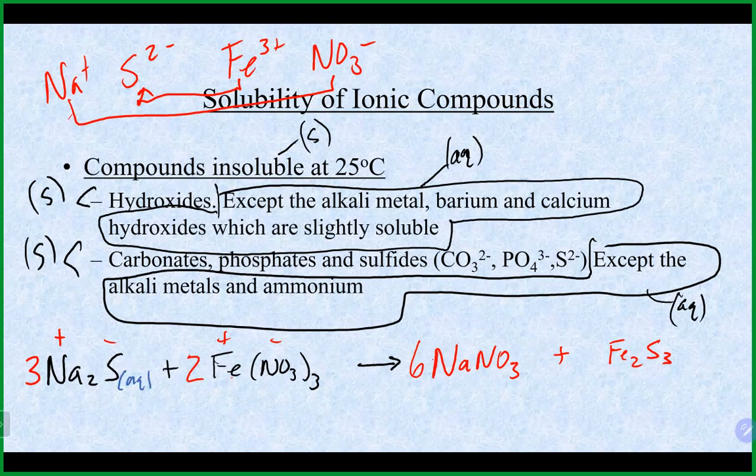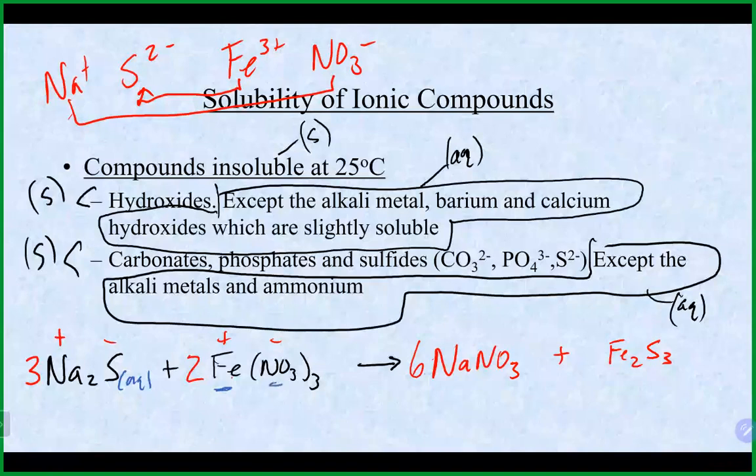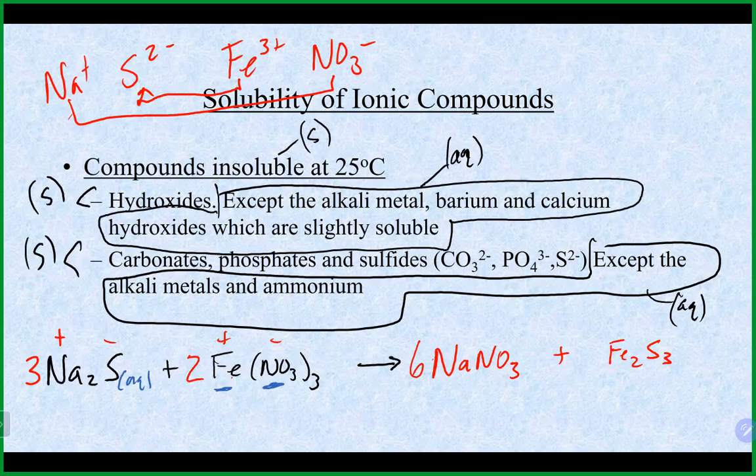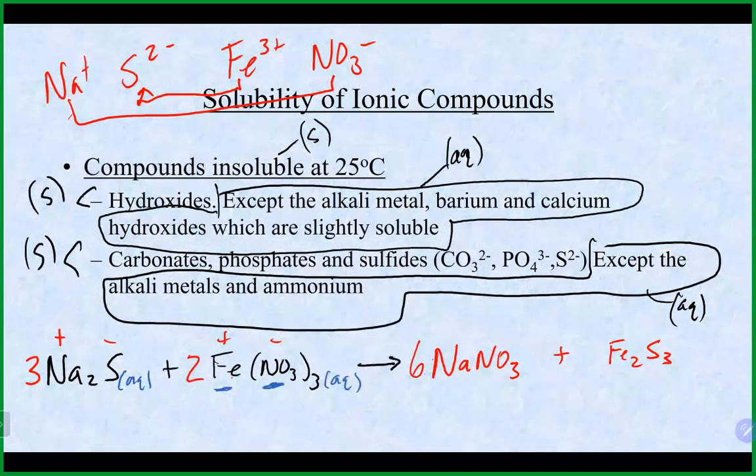When I look at the second one, I see iron, which is not really on my list, but NO3, which is nitrate, is on my solubility table. And on the previous slide, it says that nitrates are soluble pretty much in everything, which means as soon as I see that nitrate, I know this guy should also get the aqueous symbol that is there. Any question on those 2?